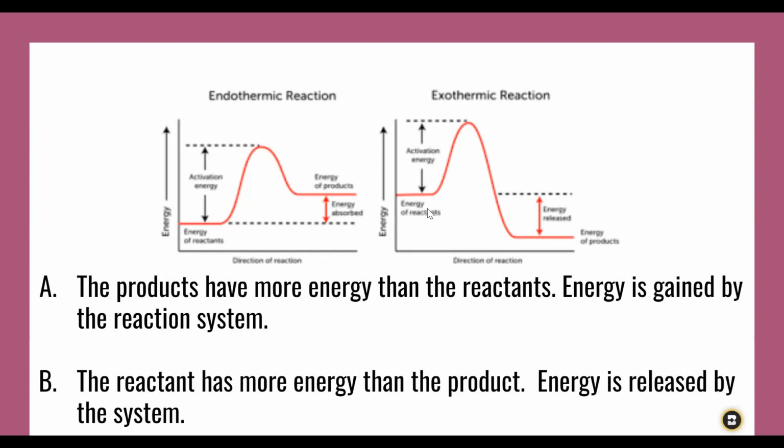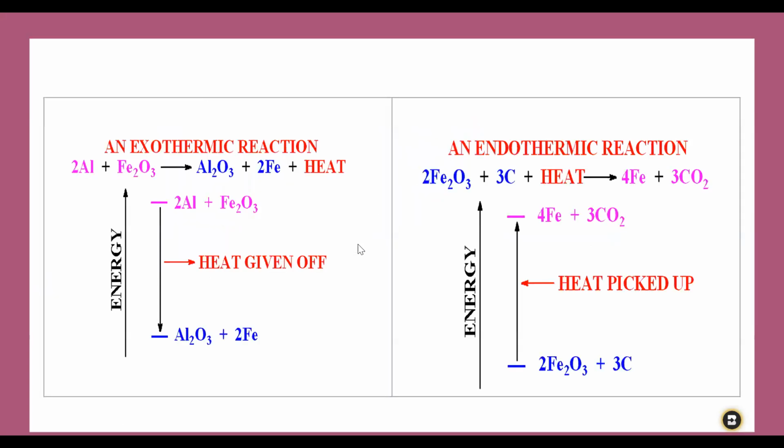But during exothermic reaction, the reactant has more energy than the energy of the product. Why? Because here, energy is released. When energy is released, the product will have less energy. We can look at this how it's shown in equation. If something is exothermic reaction, you see, heat is part of the product. Okay, heat is released, is part of the product. But if something is endothermic, heat is part of the reactant. Heat is absorbed. Okay?